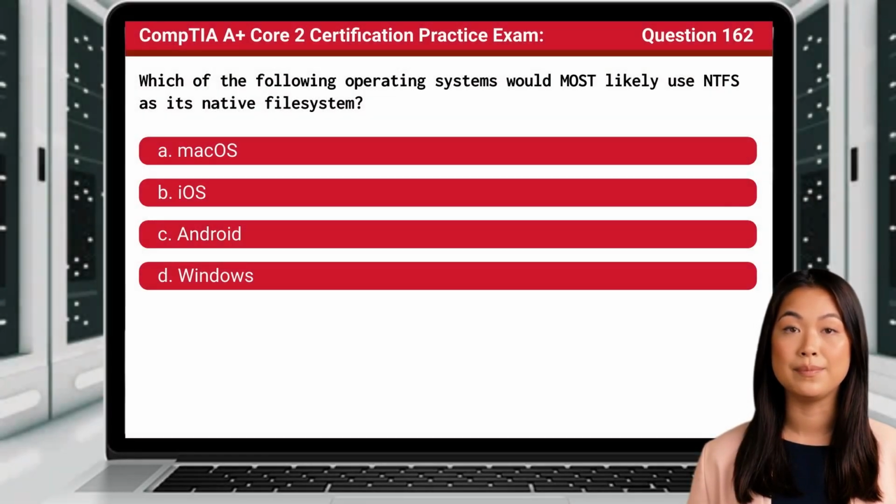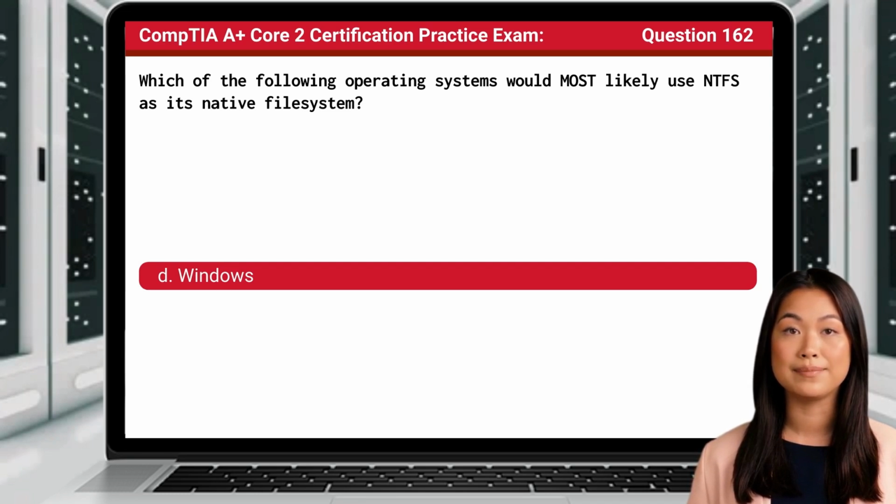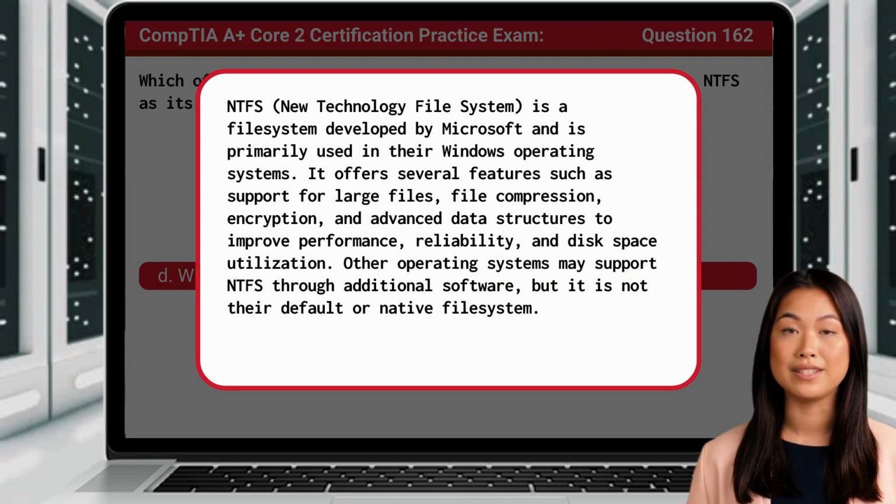Question 162. Which of the following operating systems would most likely use NTFS as its native file system? The answer is D. Windows. NTFS is a file system developed by Microsoft and is primarily used in their Windows operating systems. It offers several features such as support for large files, file compression, encryption, and advanced data structures to improve performance, reliability, and disk space utilization. Other operating systems may support NTFS through additional software, but it is not their default or native file system.